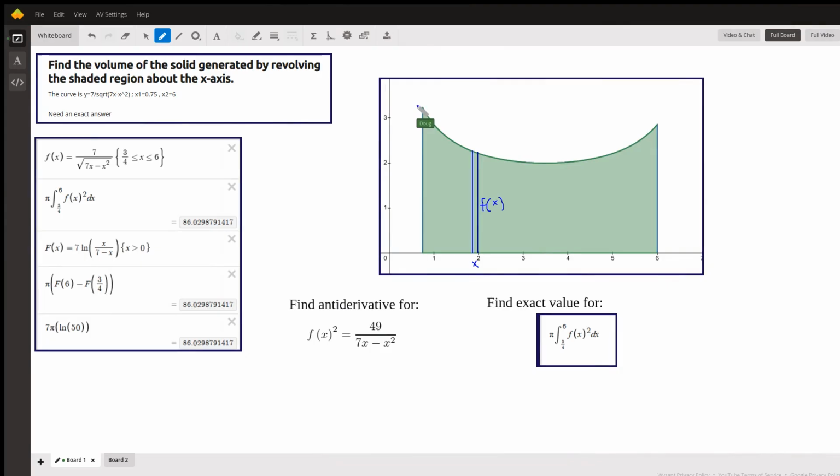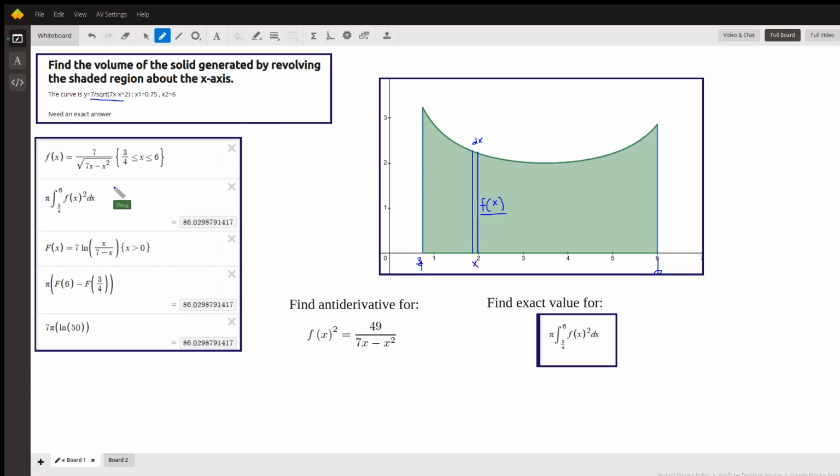Okay, this curve right here is the graph of 7 over the square root of 7x minus x squared from x equals 3/4 to x equals 6. And we're going to revolve that green region about the x-axis. That means we're going to create these disks where f of x is the radius of that disk. And of course, dx is the thickness or the height of that disk.